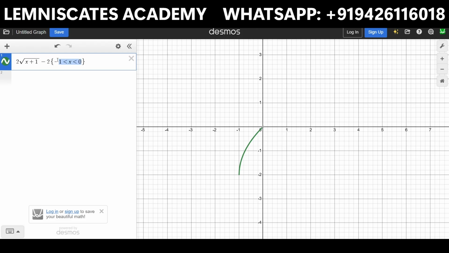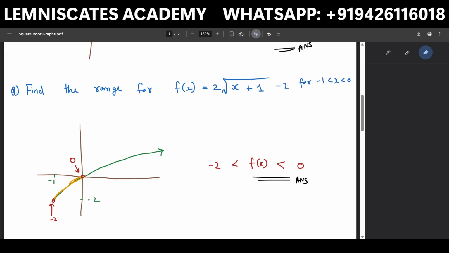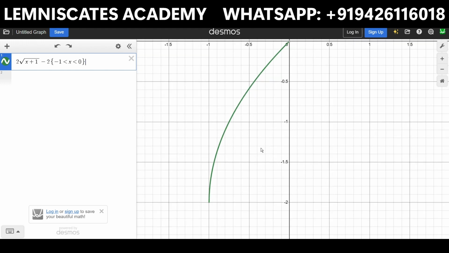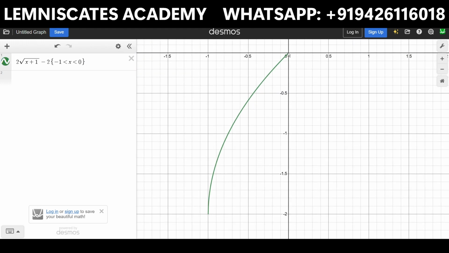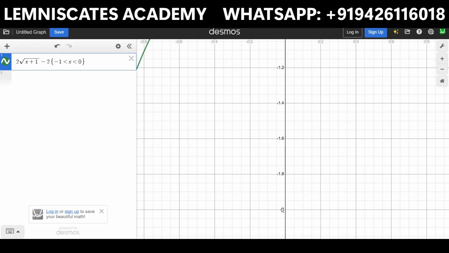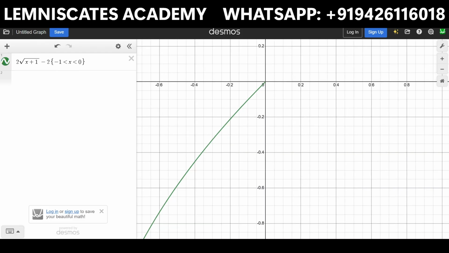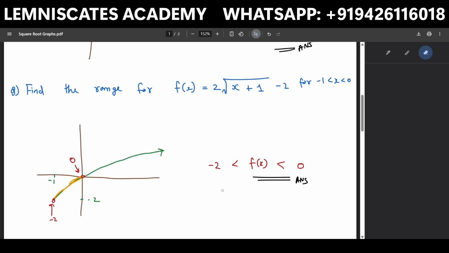Let's say if I remove this part, you can see that it's looking very similar to what we have drawn over here. But in between -1 and 0, which is the domain, it's just this yellow graph that I have highlighted. So that is why if I bring the domain once again, that is how the graph is going to look like. Clearly, what is the range? The minimum value is -2. As you can see, -2 is where the graph is pointing towards, and the maximum value is 0. So -2 to 0 becomes your range, and that is what we have answered.